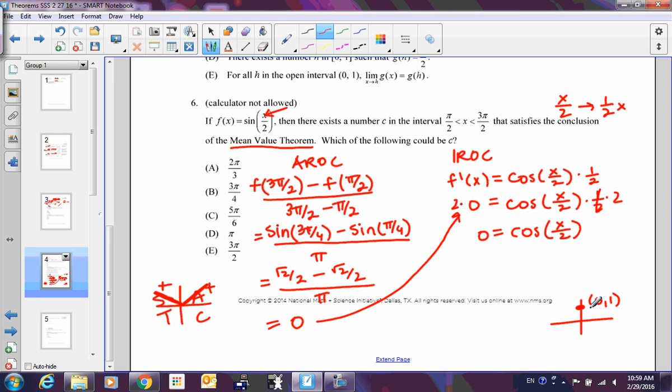Right up here, cosine equals 0. All right, so what that means is that the inside, that x over 2, will equal arc cosine of 0, which is this angle, which is pi over 2. So that means that x has to be pi. And we just want to make a quick check, is it in the interval? And it is.